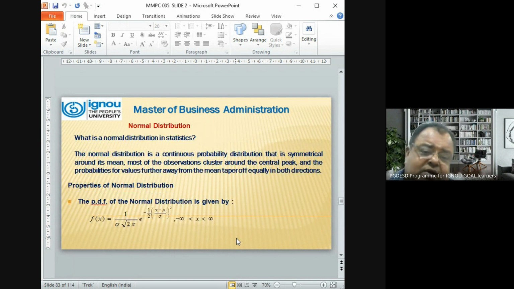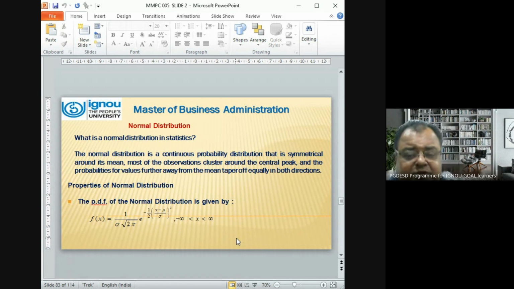What is a normal distribution in statistics? A normal distribution is a continuous probability distribution that is symmetrical around its mean. Most of the observations cluster around the central peak, and the probabilities for values further away from the mean taper off equally in both directions. You have seen the bell shape. I showed you the bell shape diagram. That is of a perfect normal distribution.